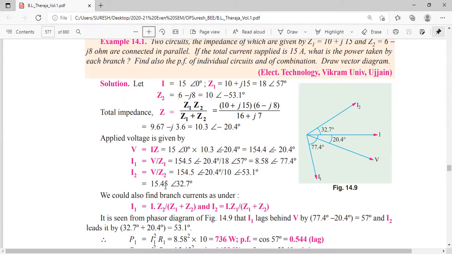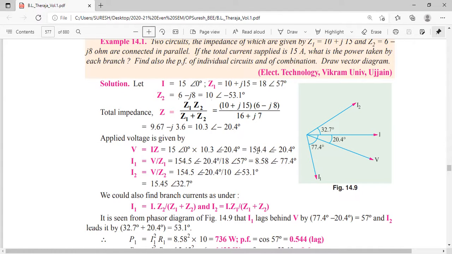How much did we get? 15.88. See, the difference is coming, a calculation difference. The angle is 33.4, we got. They got 32.7. Okay, this is I2. And for the total voltage, we got the Z value as 10.58, and they got 10.3 here for the Z value. That's why the difference is coming.